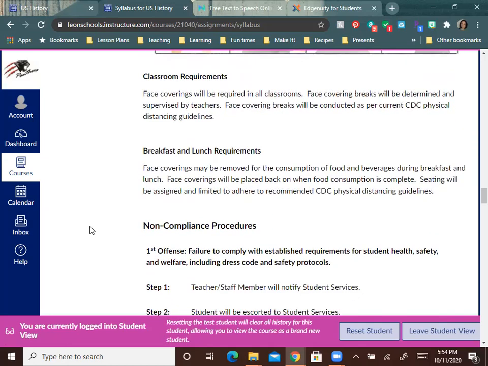Classroom requirements. Face coverings will be required in all classrooms. Face covering breaks will be determined and supervised by teachers. Face covering breaks will be conducted as per current CDC physical distancing guidelines.